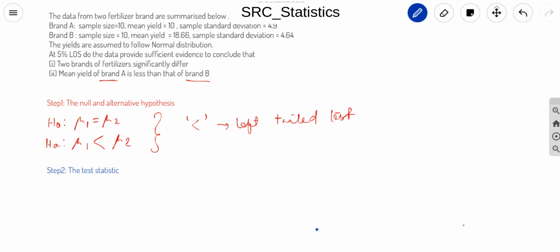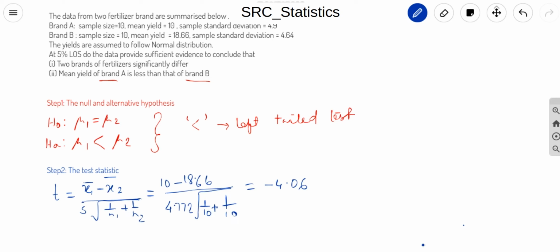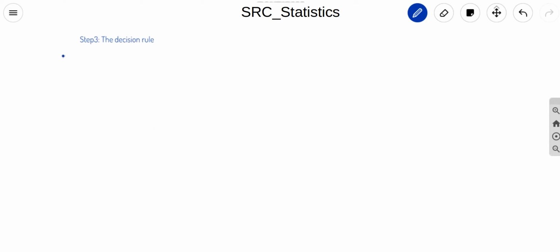Now second step, the calculation of test statistic. The calculation of test statistic is the same as earlier. So putting the values in the test statistic formula, we find that the value is negative 4.06. And calculation of S is also shown in the earlier part of the problem. Then we go to the third step. Step 3 is the decision rule.